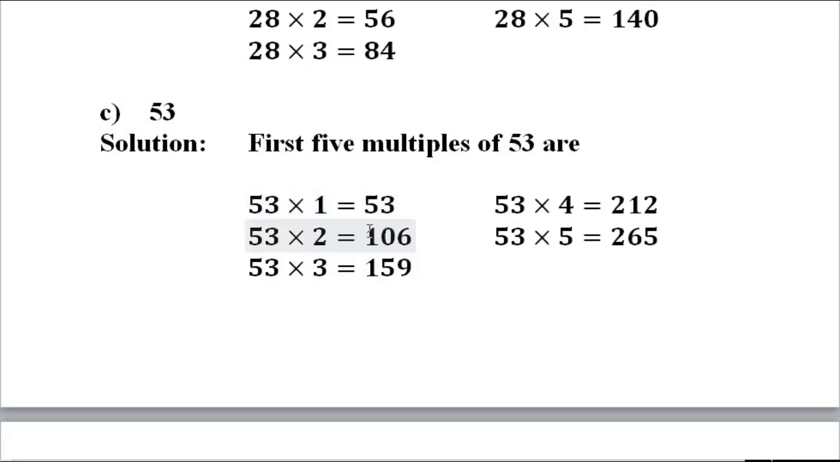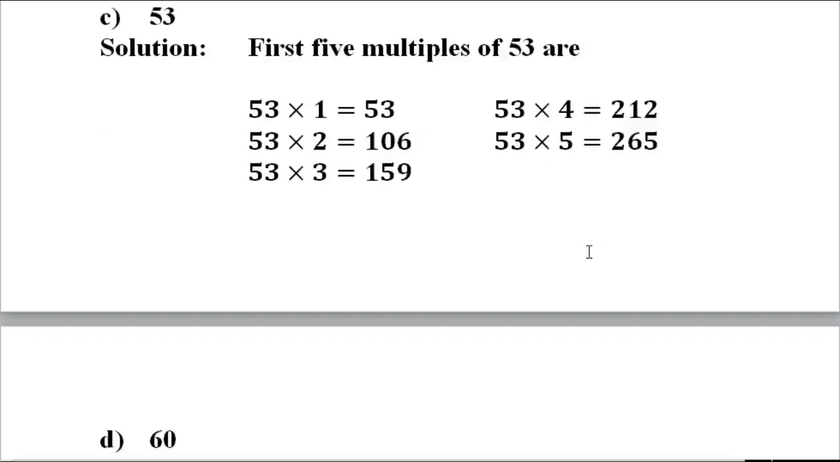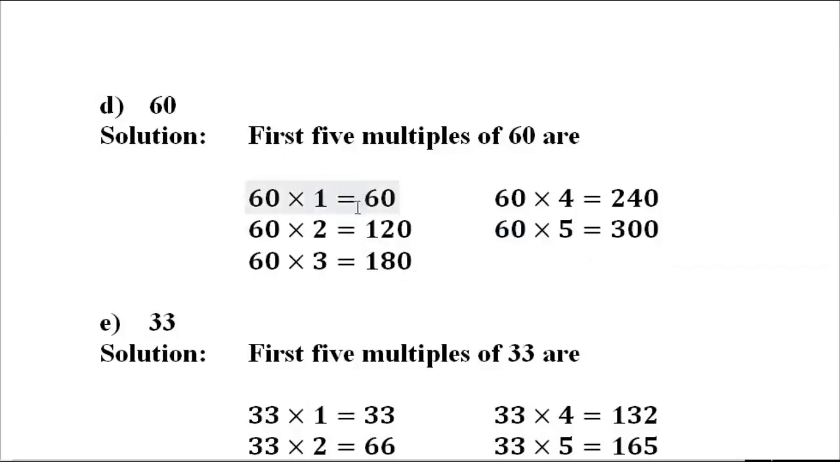Third part of this question. These are the first 5 multiples of 53. 53 times 1 is 53, 53 times 2 is 106, 53 times 3 is 159, 53 times 4 is 212, and 53 times 5 is 265. These are the first 5 multiples of 60. 60 times 1 is 60, 60 times 2 is 120, 60 times 3 is 180, 60 times 4 is 240, 60 times 5 is 300.